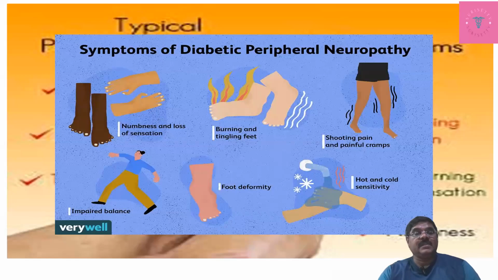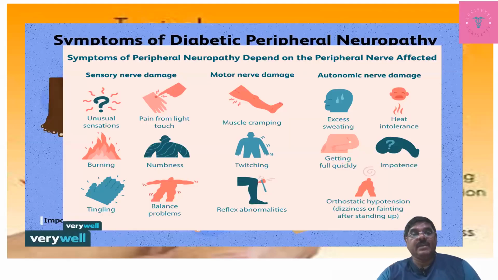this numbness and loss of sensation cause impaired balance, and sometimes more burning pain in the feet, and sometimes deformities will also occur, shooting pain and painful conditions, and loss of heat and cold sensitivity. So if you divide by the site, you can find the different symptoms. If the changes occur at the sensory nerve damage level: unusual sensations, pain from light touch, numbness, balance problems, and tingling.